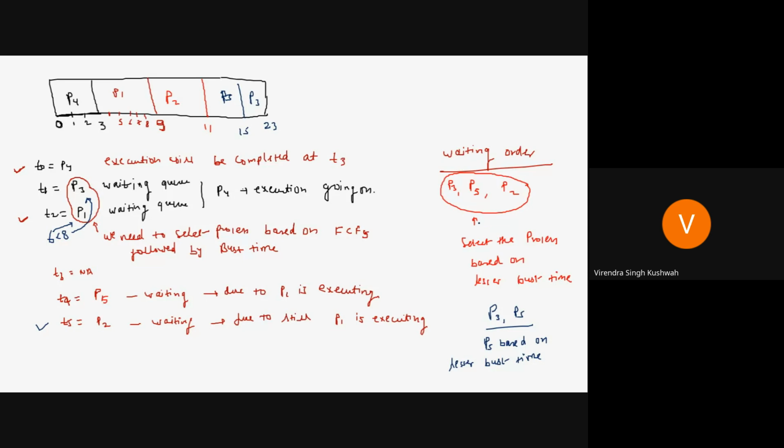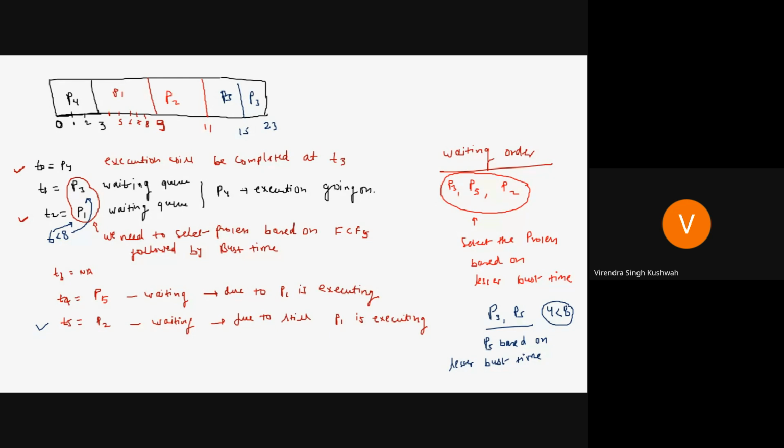When both are ready to execute, we need to pick P3 or P5. This is a competition we have. Between P3 and P5, we need to pick P5. Why? Because P5 has the lesser burst time. You can notice over here, 4 is lesser than 8. 4 is the burst time for P5 while P3 has the burst time 8. So we need to pick P5. So I have selected P5 over here.